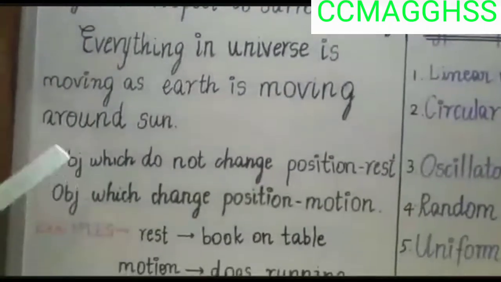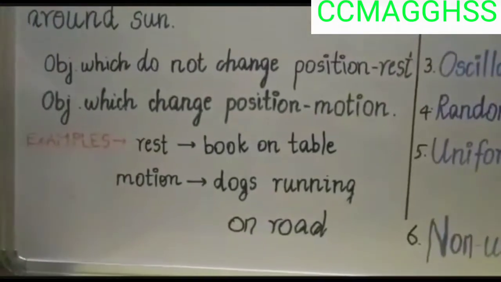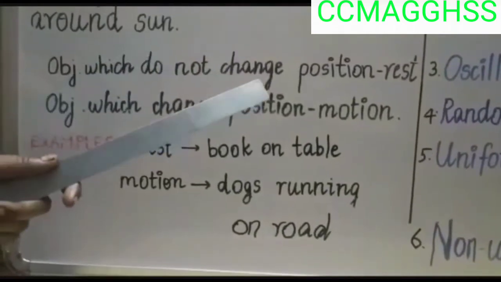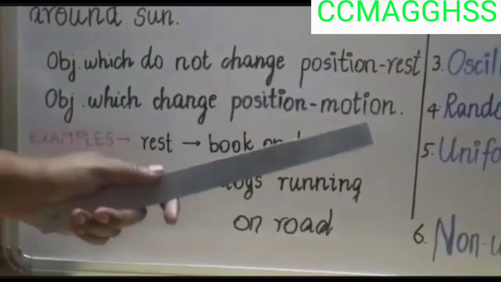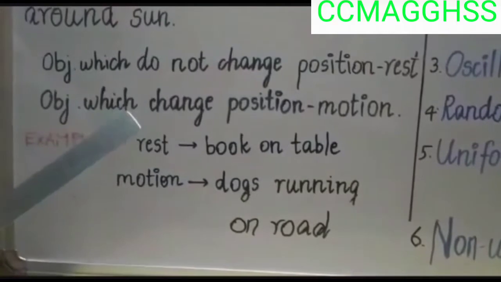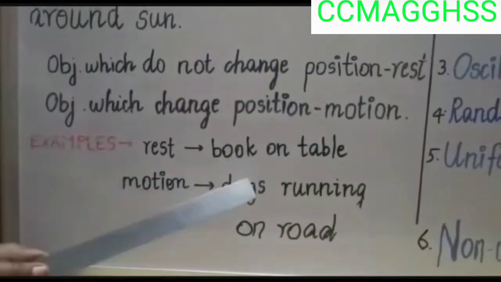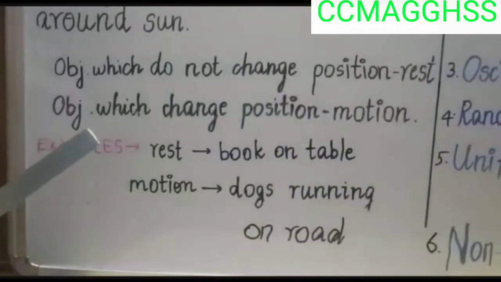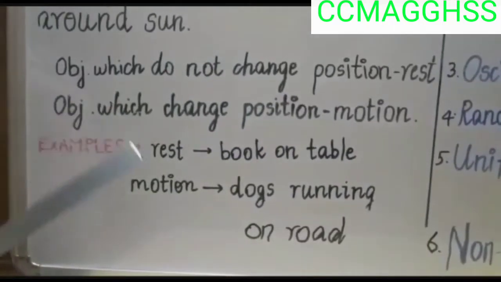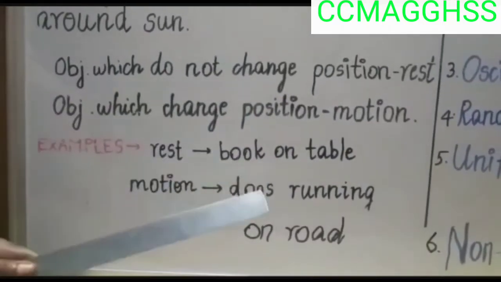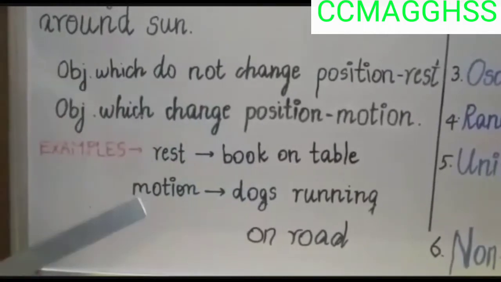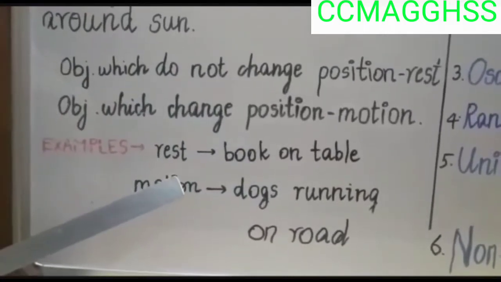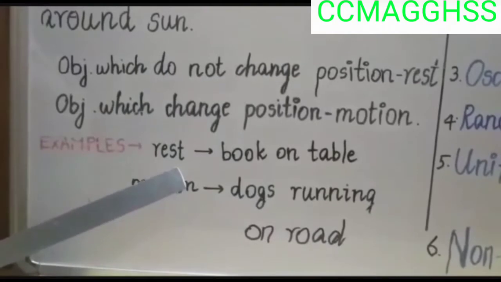In physics, any object which does not change its position is said to be at rest, and any object which changes its position is said to be in motion. For example, an object at rest is a book on a table, and an object in motion can be anything, the car running or the dogs running on the road.